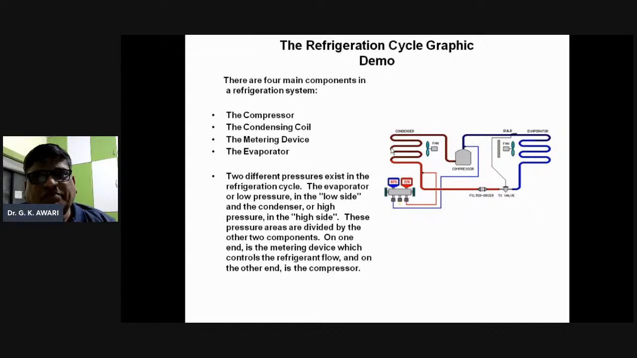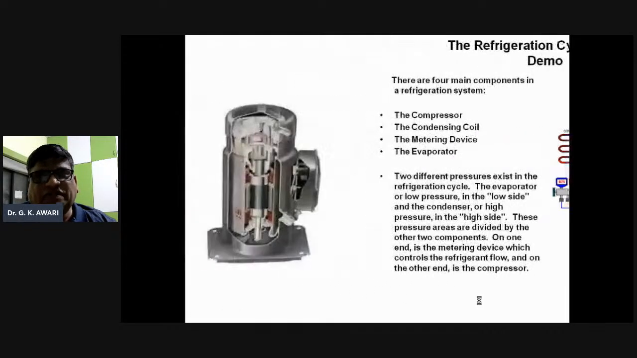So two different pressures exist in the refrigeration cycle. The evaporator is the low pressure or the low side, and the condenser is at the high pressure or the high side. So these pressure areas are divided by the other two components. On one end is the metering device, which controls the refrigerant flow, and on the other end is the compressor.